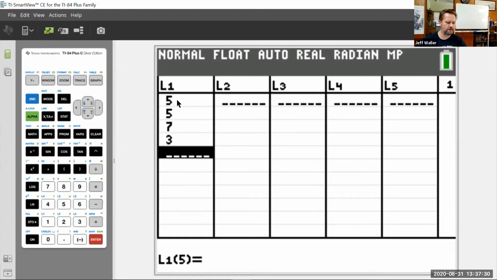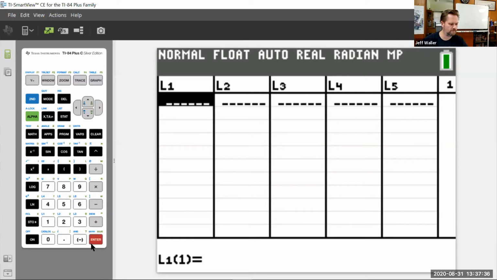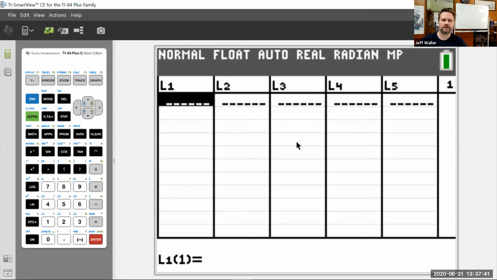So if you got stuff in there, just go to list 1. Just highlight list 1. Bam. Hit clear. Enter. Don't hit delete. If you hit delete, the list goes away. You kill it. Poor little list. There's a way to bring it back if you accidentally kill a list. So let me know if that happens.